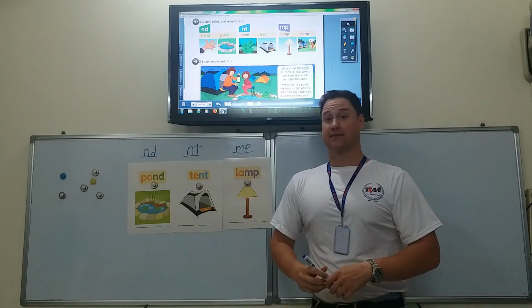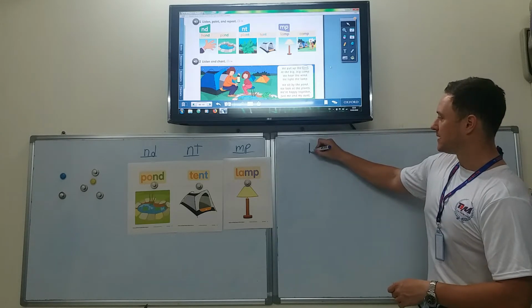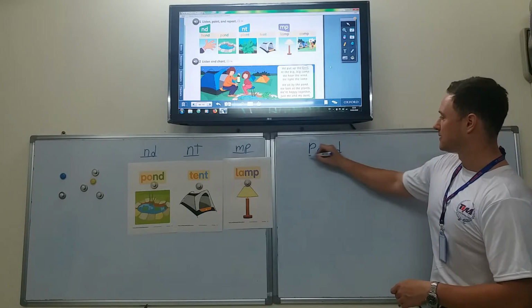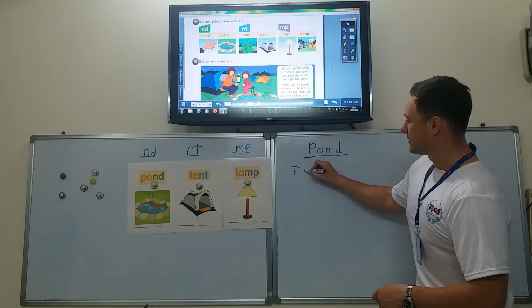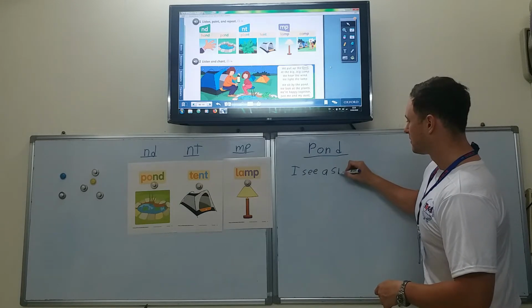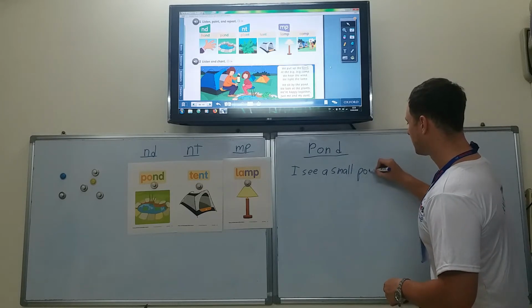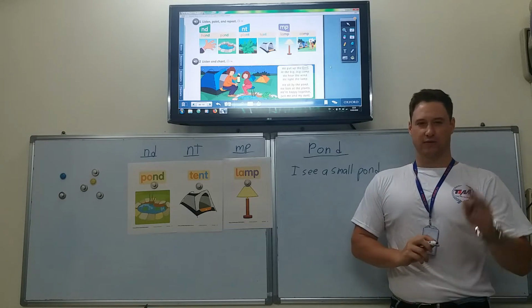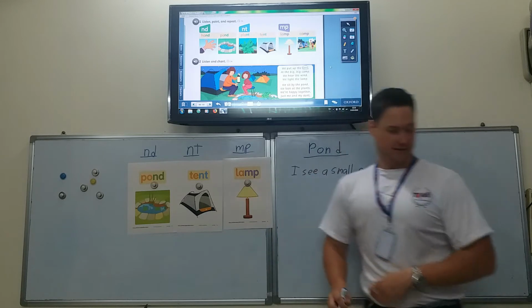Let's write down some of these sentences. Pond. P-O-N-D. I see a small pond. Can you think of two more sentences for pond?